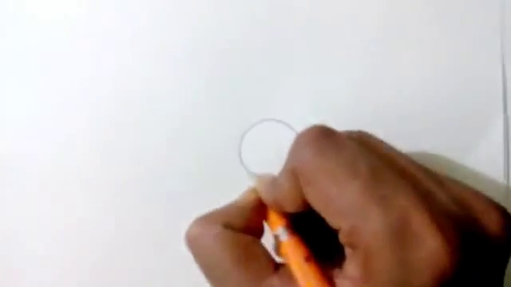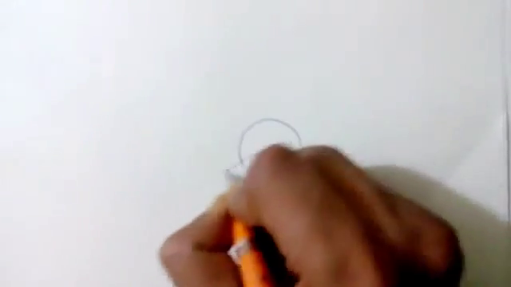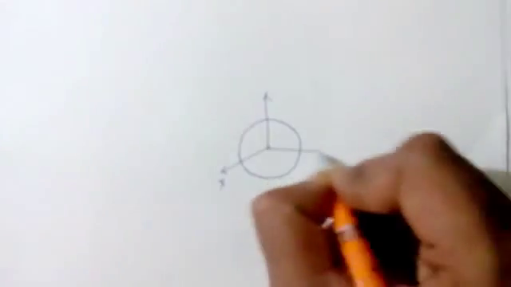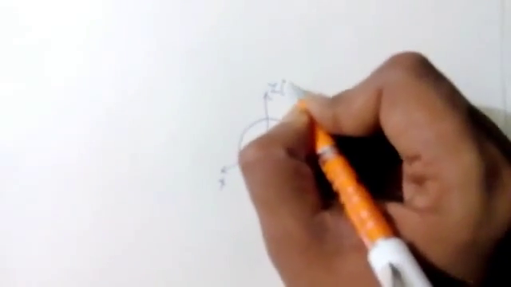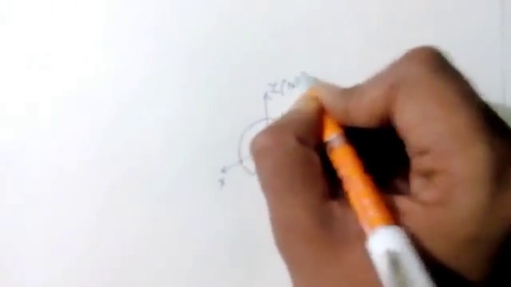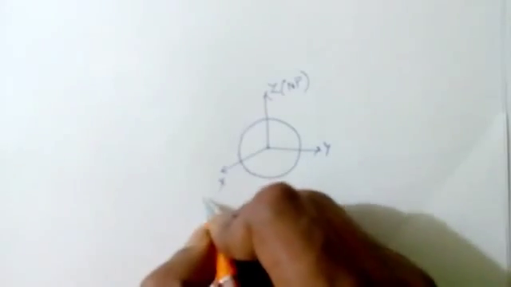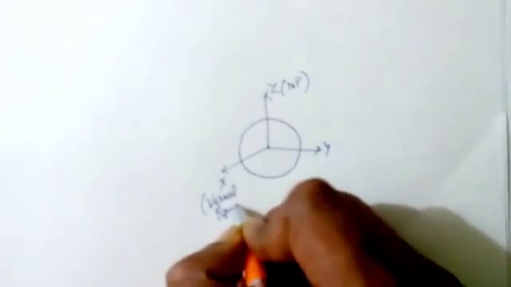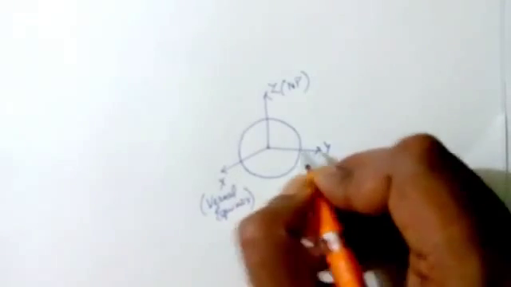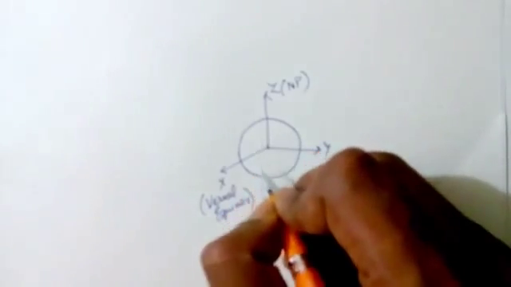So let's talk about the Earth-centered inertial frame, or the ECI frame. Now this frame has got its origin at the center of the Earth, and it has got three mutually perpendicular axes: the x-axis, the y-axis, and the z-axis. The z-axis points towards the geographical North Pole. The x-axis points towards the vernal equinox. And the y-axis completes the right-hand coordinate system.